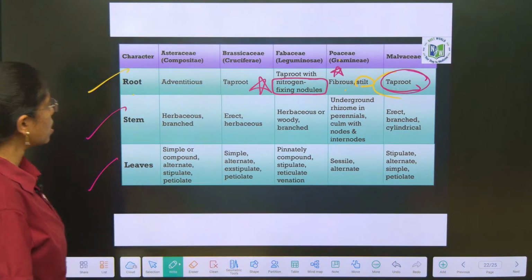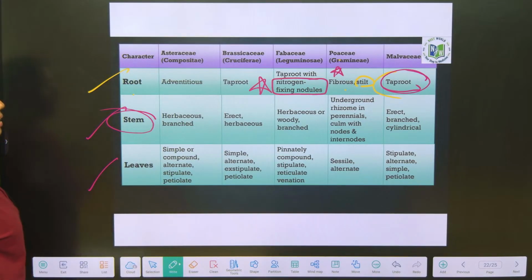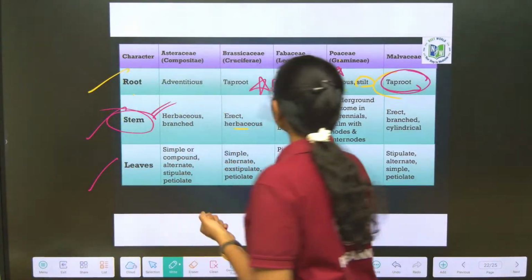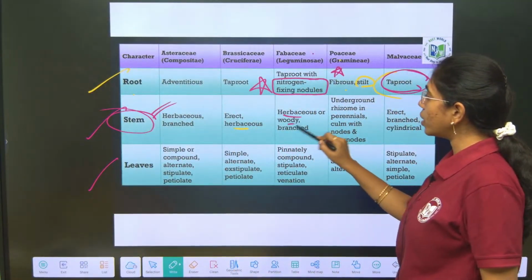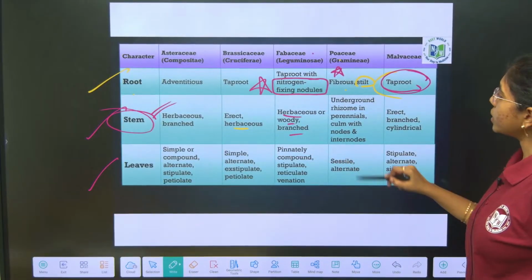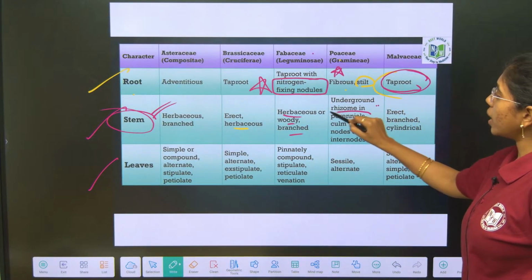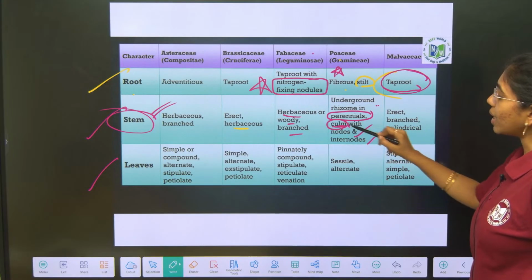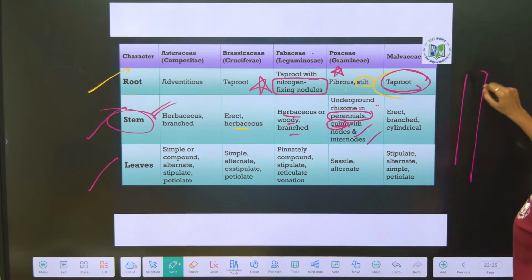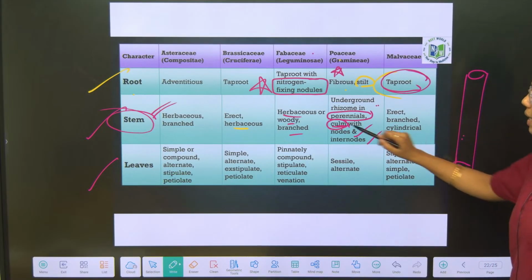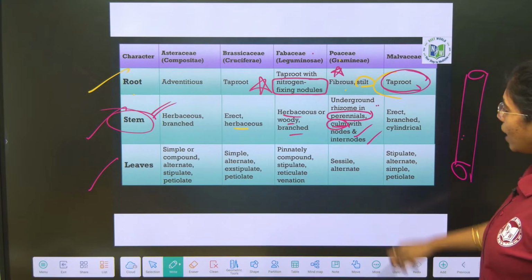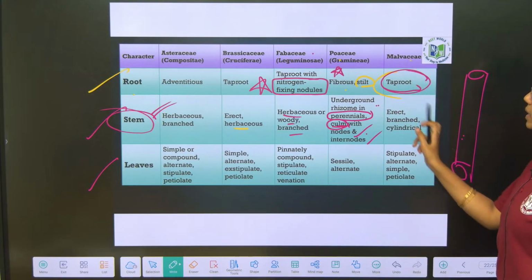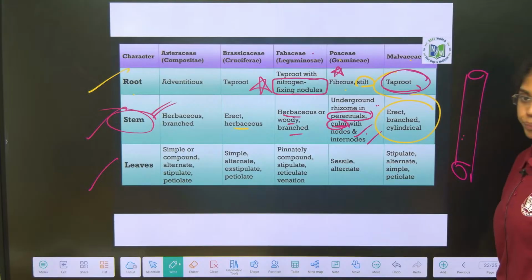Two root modifications. In families, what you have to highlight? Root modifications. Next in stem, if you see, Asteraceae, herbaceous and branched, Brassicaceae, erect and herbaceous, Leguminosae, herbaceous, woody and branched. And in Poaceae members, underground rhizomes in perennials, culm with nodes and internodes. Culm is nothing but, in bamboo, if you see, the stem is hollow, that is called culm, which again has nodes and internodes. Poaceae members, clear, right. Next, Malvaceae, erect, branched and cylindrical.